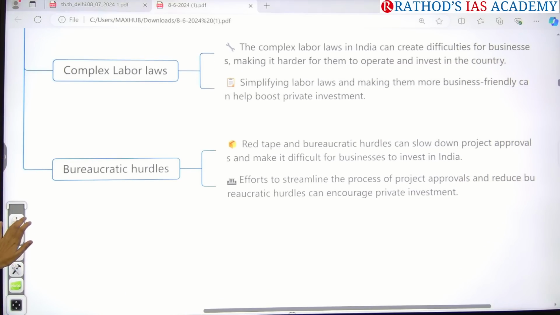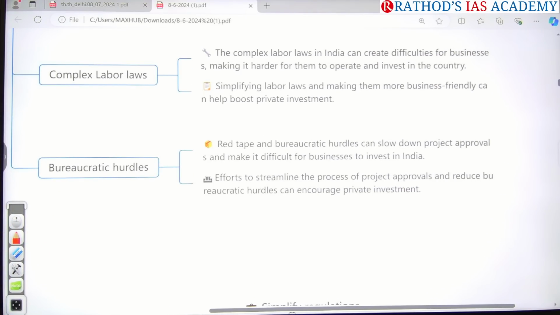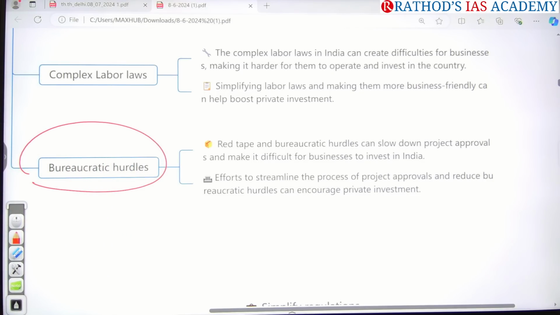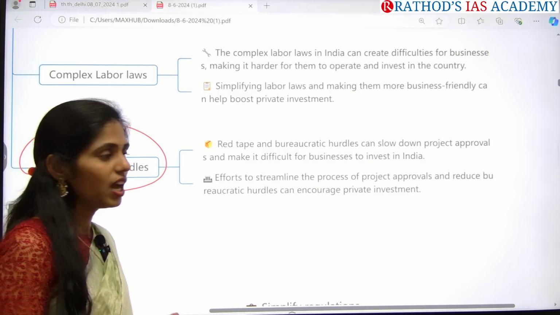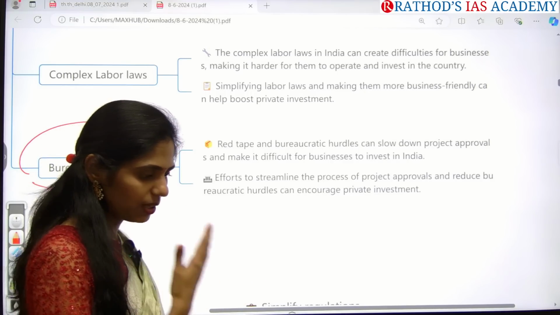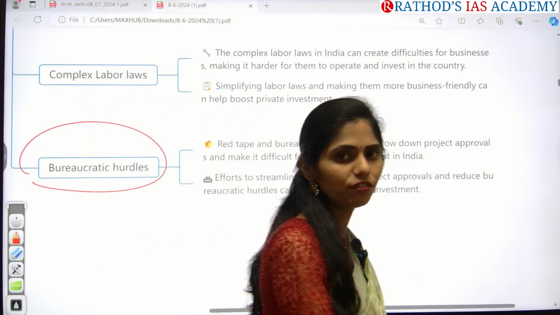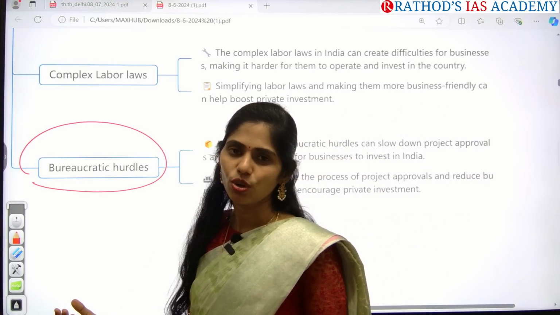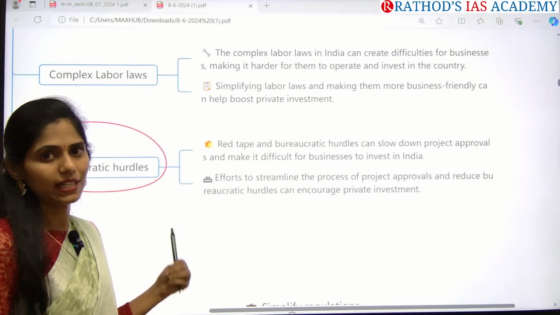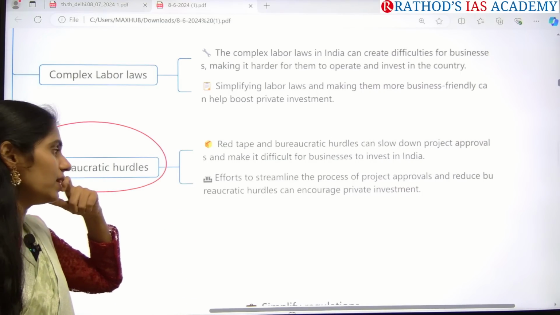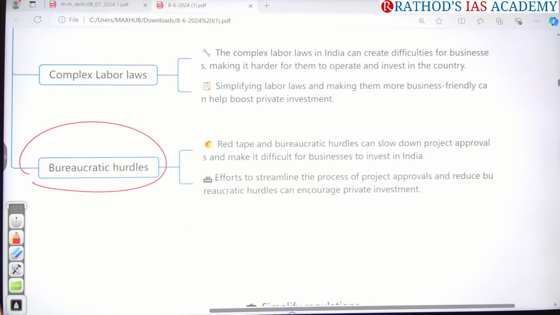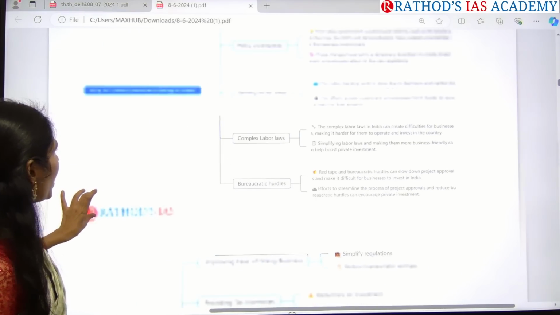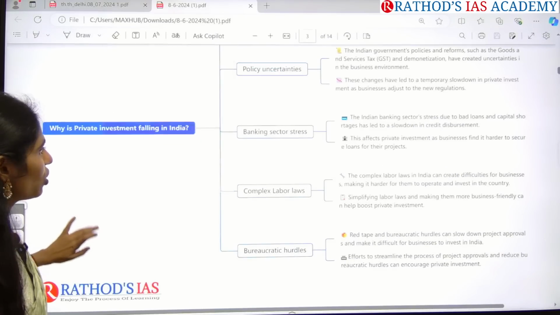And next, one more important problem here is bureaucratic hurdles. So here we are seeing red tapeism, nepotism, everything. Wherever you go, if you want to put a project proposal before any officer, if you want to get a license, there are lots of hurdles. There is no proper licensing process in India. Because of this, private people don't want to invest, especially in this business sector.